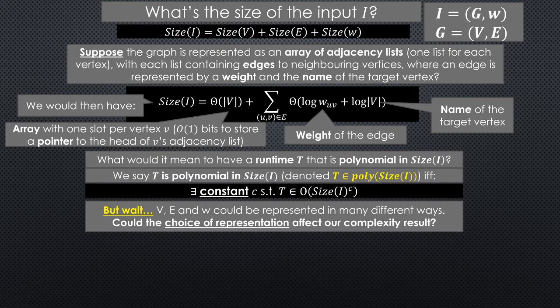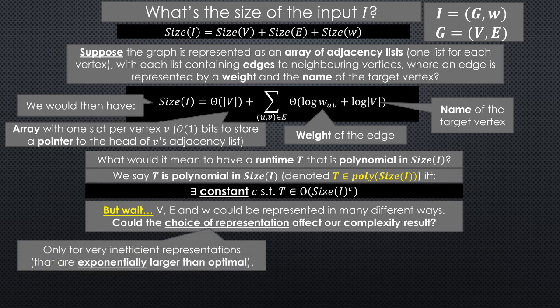It might even change the outcome. You would imagine that whether your algorithm is actually polynomial in the size of the input could depend on how you represent that input. Okay, now this is true: the choice of representation could actually change whether your algorithm is polytime in the size of the input, but actually only for very inefficient representations.